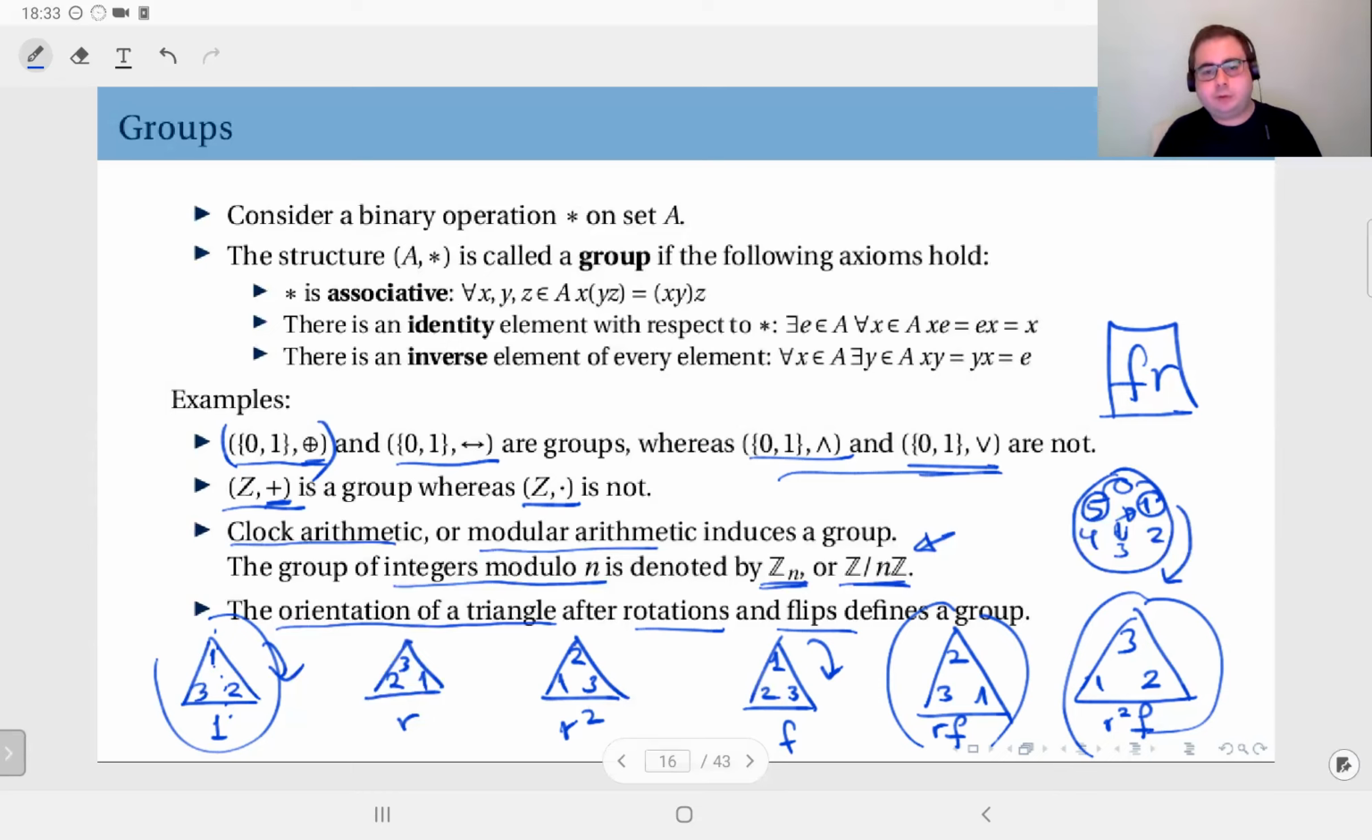If you would like to verify this is a group, you look for all these properties. Is it associative? Is there an identity? Well, there is an identity. 1 is the identity. You do nothing. Is there an inverse? Yes. R is an inverse of R squared and vice versa. If you rotate twice the element R, you obtain the identity. Or you rotate once R squared, you get the identity. This one is its own inverse. You apply it twice, you get the identity. And you can also find the inverse of these. So it's a group, but it's not commutative.